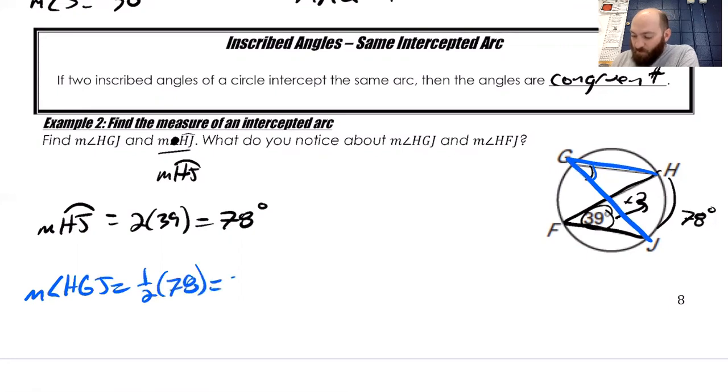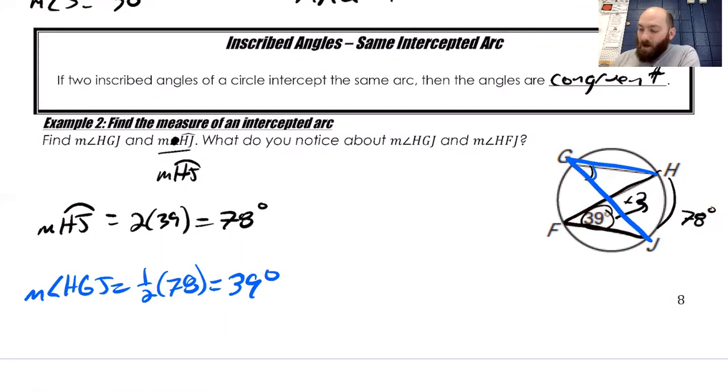And this seems kind of goofy, but I'm just doing the same thing to get back to 39. So that's how we know. That's like a mini proof that if the angles intercept the same arc like that, so they both intercept the 78 degrees, they have to be the same congruent angle.